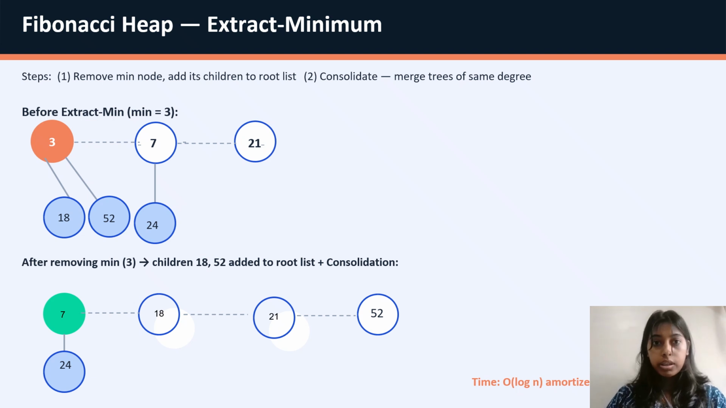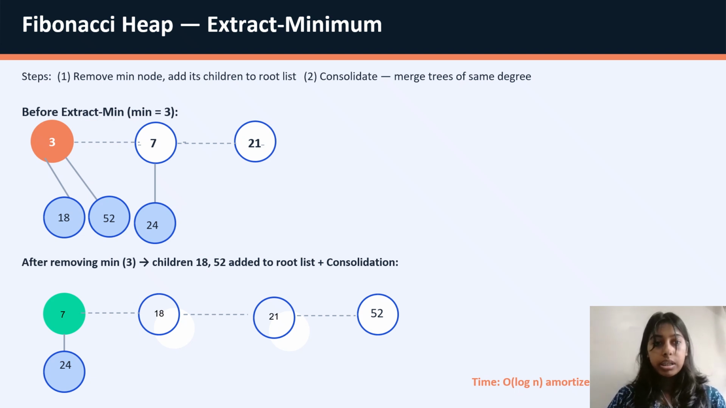So first let's see extract minimum. In extract minimum, we remove the smallest element from the heap, because the Fibonacci heap always maintains a pointer to the minimum node. First the minimum node is removed from the root list and then all its children are added directly to the root list. After that, consolidation is performed, and in consolidation, trees having the same degree are merged together so that the heap becomes organized again.